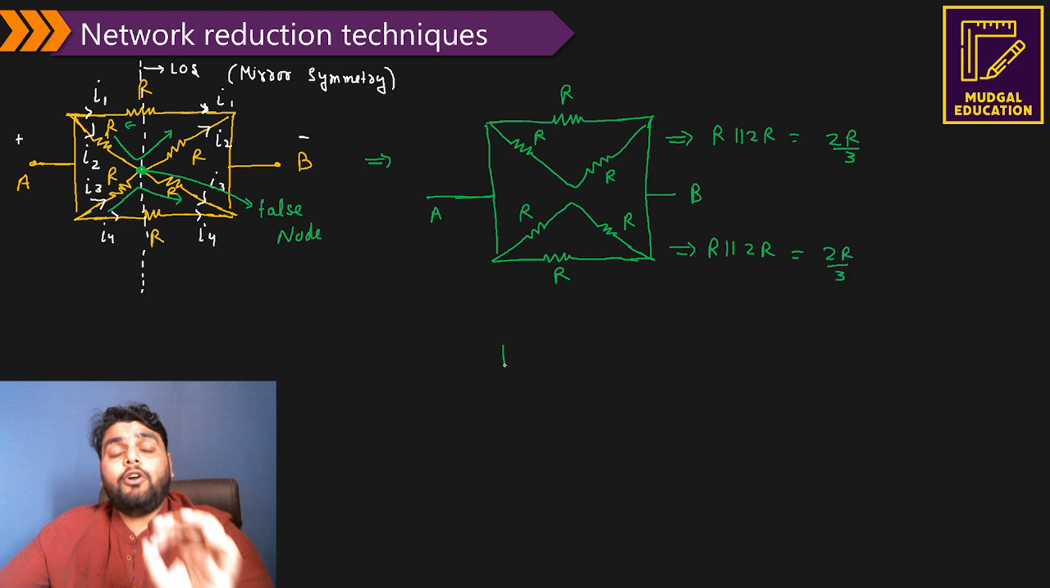Now finally, what is the resistance AB? Both are parallel. So 2R by 3 parallel to 2R by 3. It comes out to be R by 3.